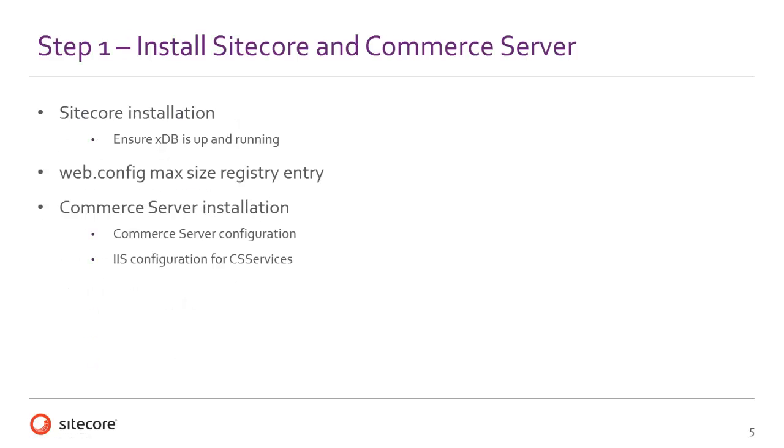So for step one, we're going to install Sitecore and Commerce Server, and you should ensure that XDB is up and running. And we're going to do a web config change within the registry in order to enable large web configs, which are necessary for that unified solution. And then after we install Sitecore, we're going to install Commerce Server, and then we'll configure Commerce Server and go through the rest of the installation tasks. So we'll go ahead and start that now.